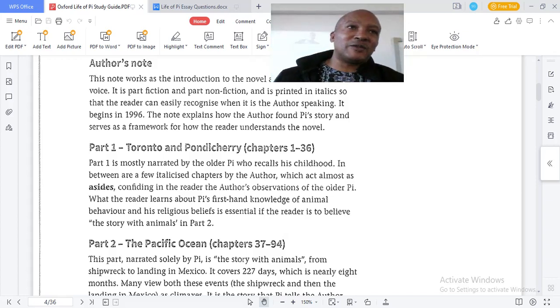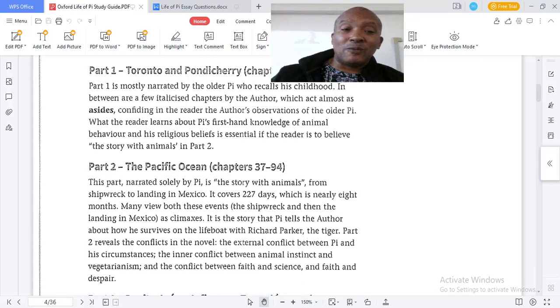And then he's telling us about his childhood. What the reader learns about Pi's first-hand knowledge of animal behavior is important, an important thing, animal behavior. And then there are religious beliefs, which are essential if the reader is to believe the story with animals in part 2.